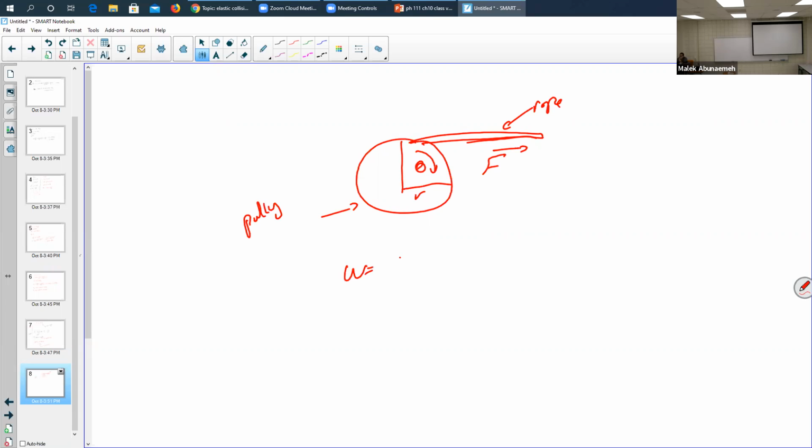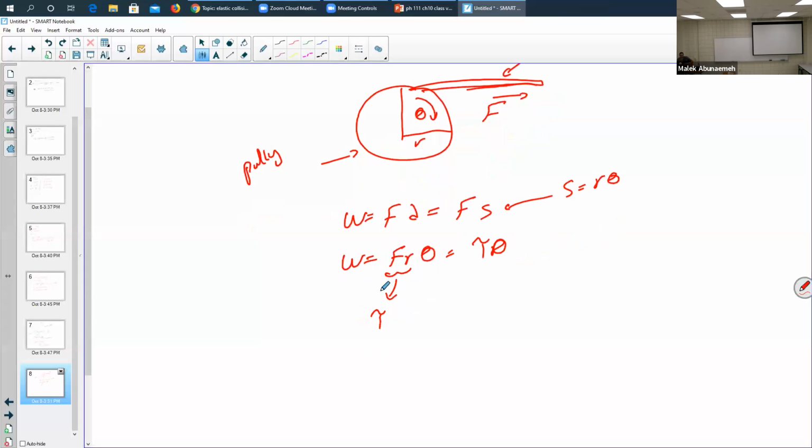That means your work, which is your force multiplied by your distance, right? In this case, it's your F multiplied by your S, which is going to be R theta. That means your work is going to equal FR theta. But your FR, we said that was your torque. So this is going to equal your torque multiplied by theta.